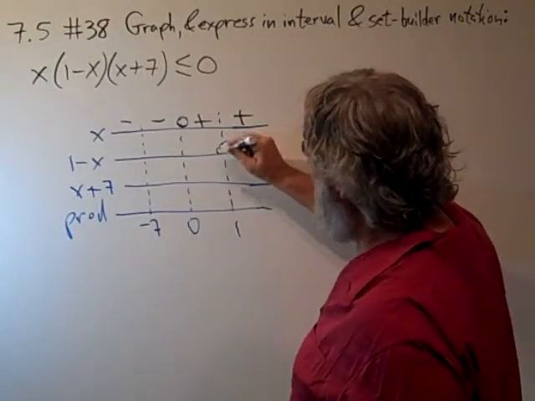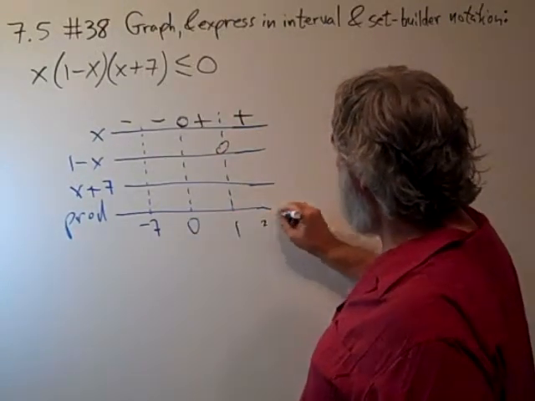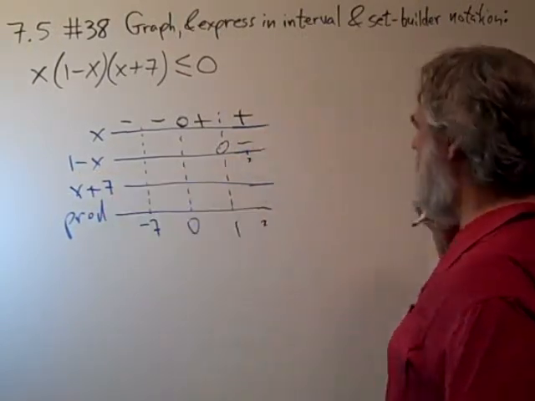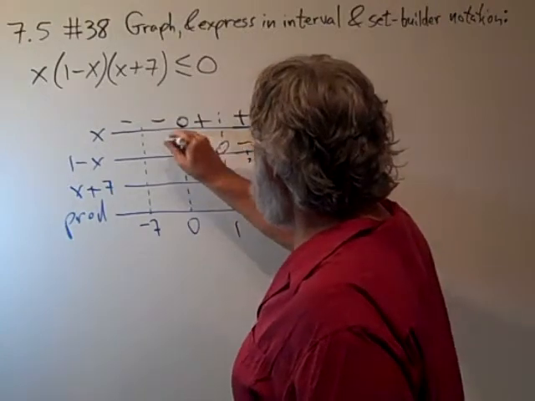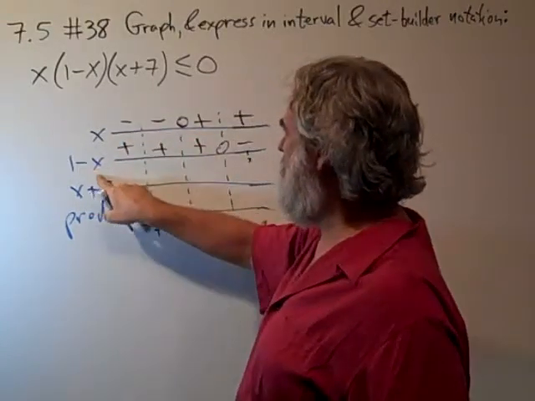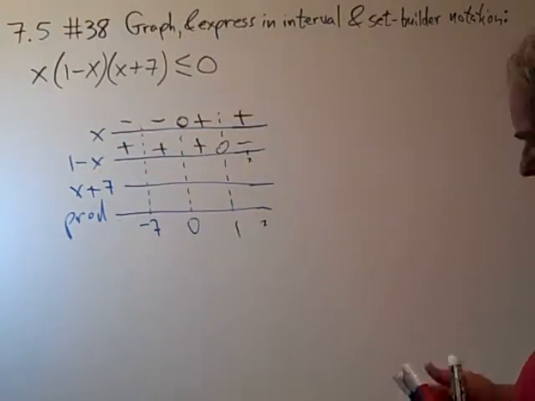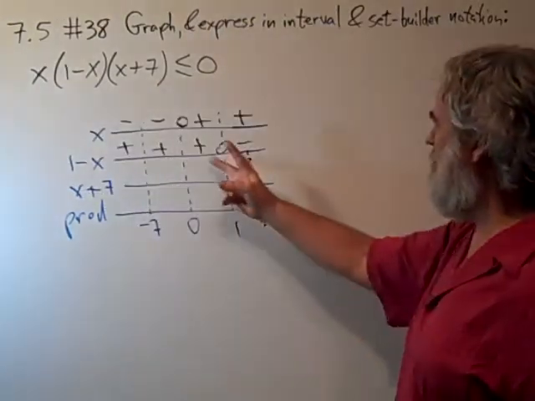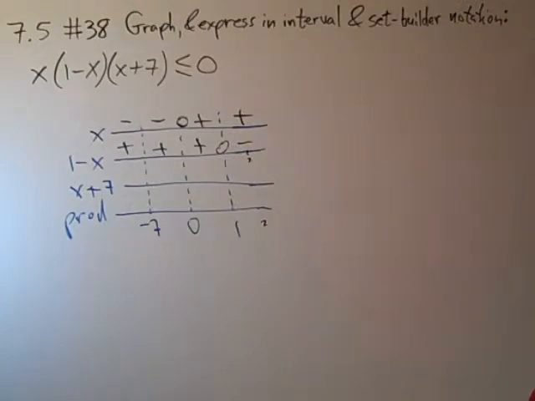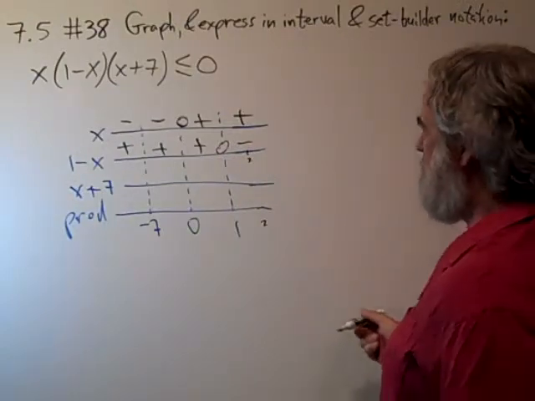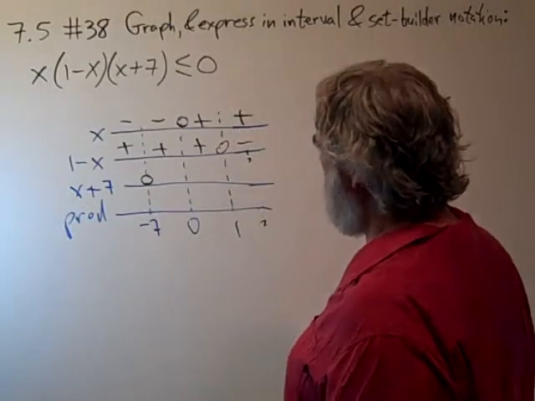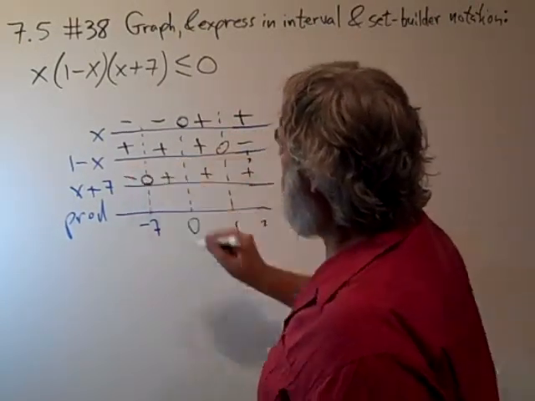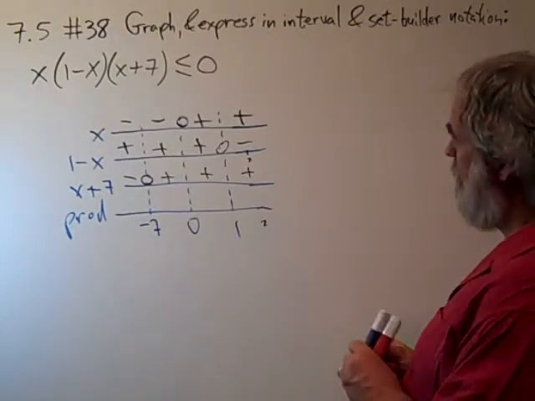And notice that when x is bigger than 1, like 2, 1 minus 2 is negative. So it's negative to the right, and it's positive to the left. When there's a negative in front of the x term, then the negatives and positives are switched from their usual. Okay, x plus 7 is 0 when x is equal to negative 7, and it's positive if x is bigger than negative 7, and negative if x is less than negative 7.